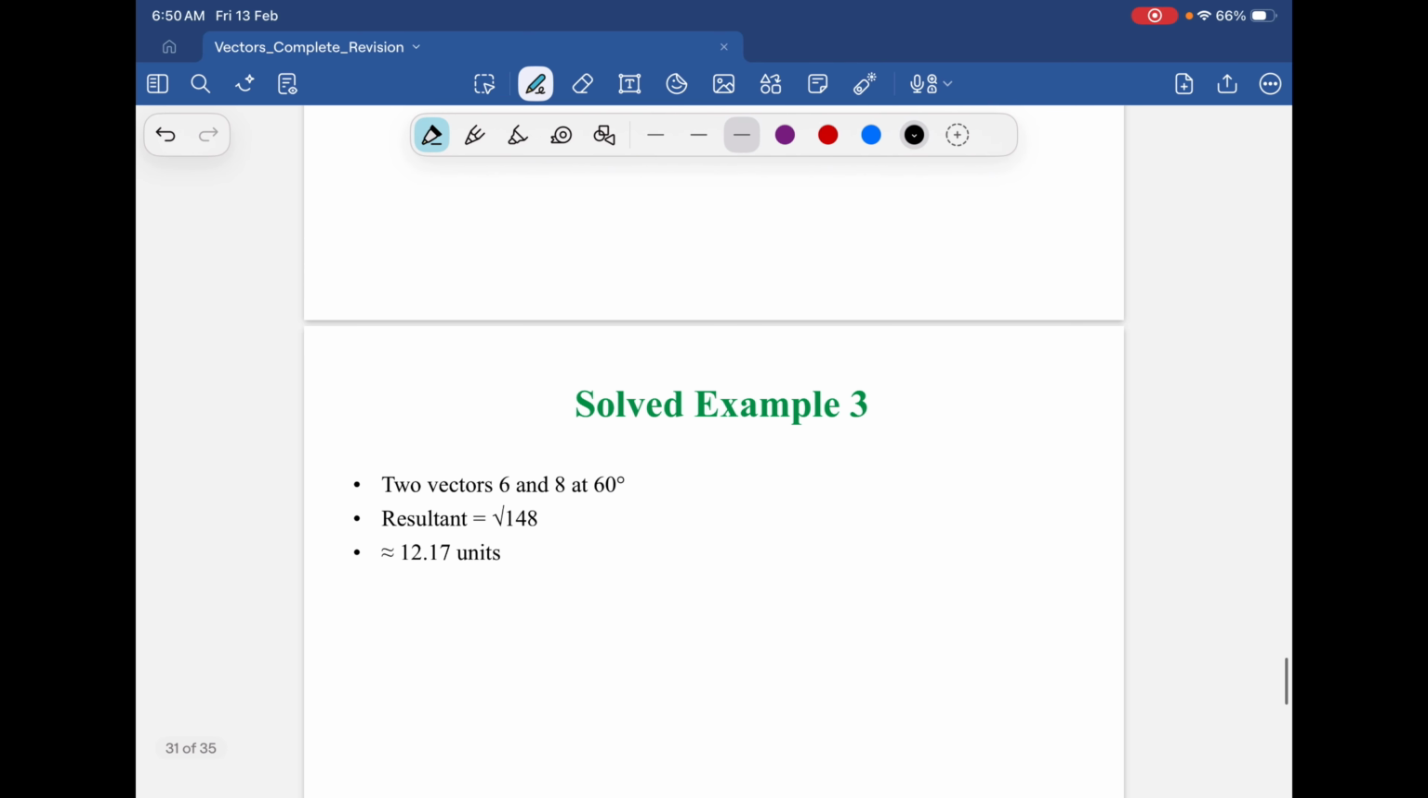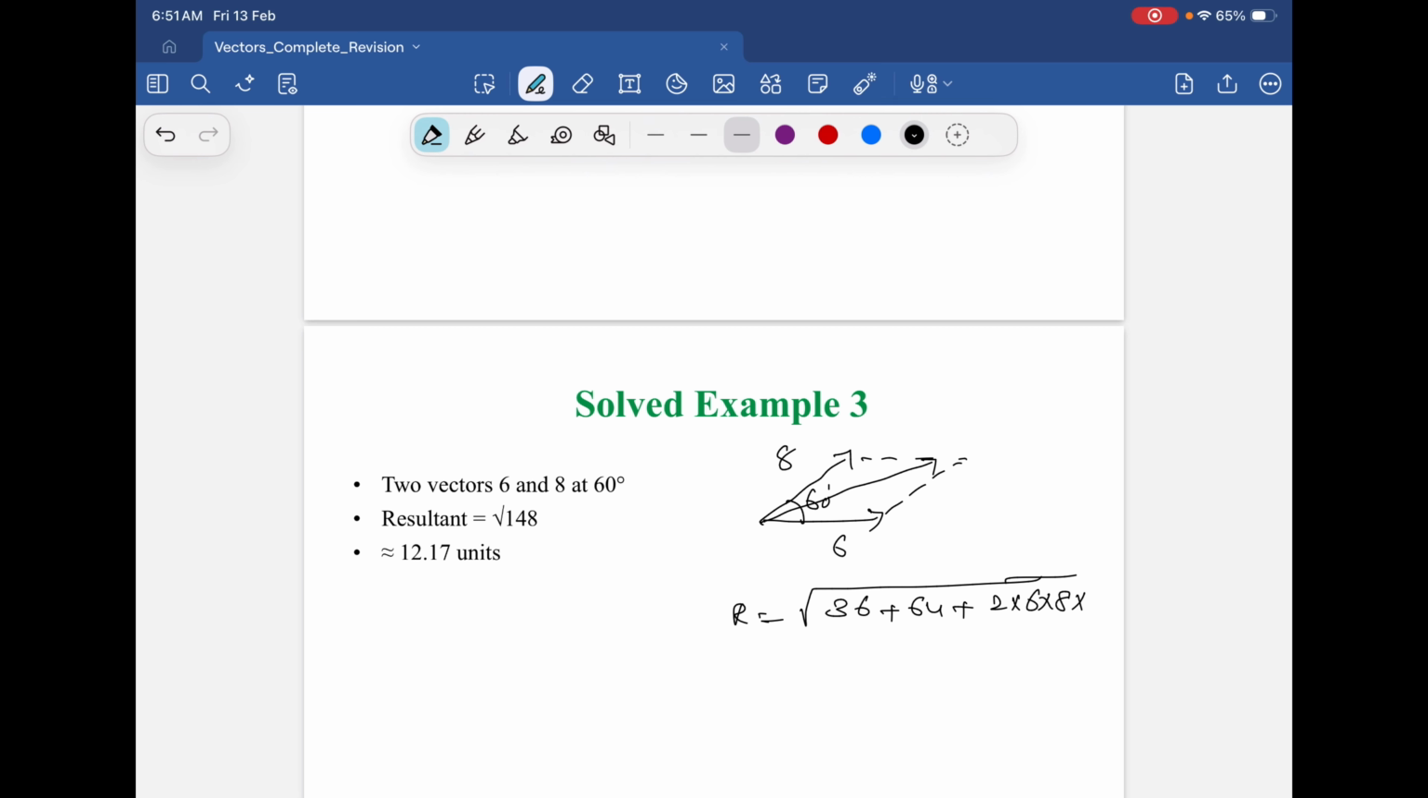Next. Two vectors, 6 and 8, at 60 degrees. Same question we have done. This is 6 newtons, say, for example, and force 8 newtons. So by the parallelogram law, the resultant is R, at what angle? 60 degrees. What is the formula for resultant? Root of A square, that means 6 square 36, plus B square, 8 square 64, plus 2 into A into B into cos theta. Cos 60 is 1 by 2. You are following? Yes. This is 36 plus 64, 100, plus 48. How much will we have? 148.